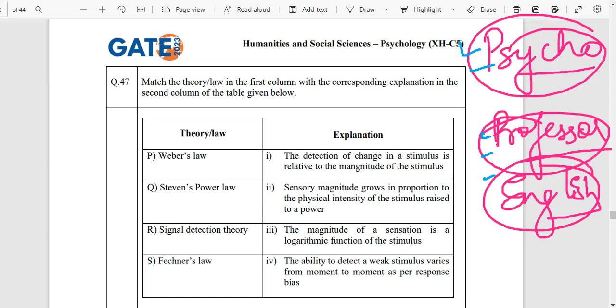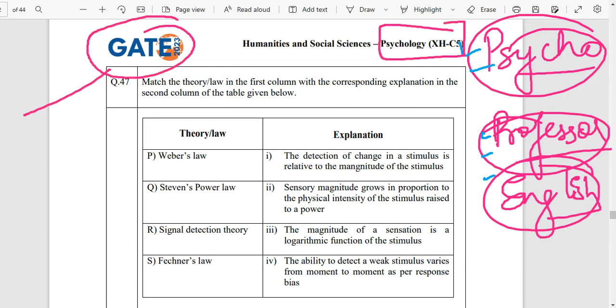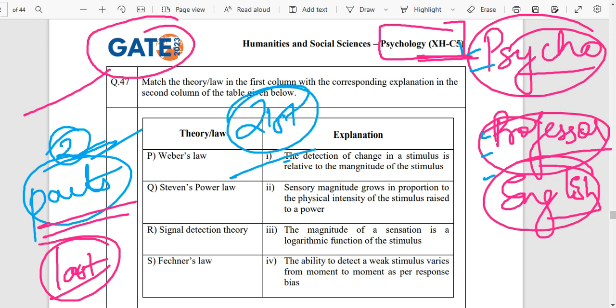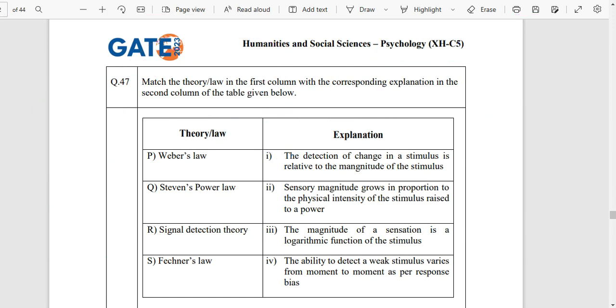So we were discussing the GATE 2023 Psychology X6 XHC5 question paper, and so far we have covered most of the questions in two parts. This video will be the last part, okay, and next we will meet on 21st when we will have the answer key provided by GATE. So we will start off from where we left off.